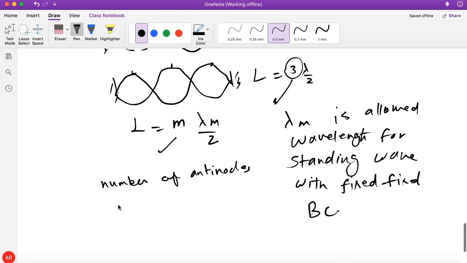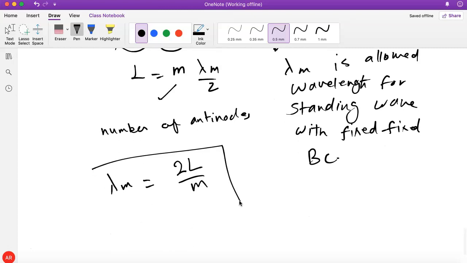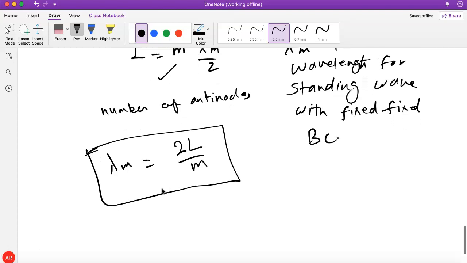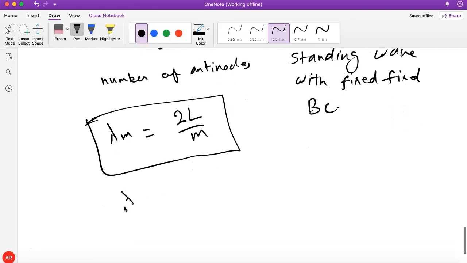All right, so then, given m, we can solve for these allowed lambdas. So lambda m now becomes 2 times L over m. And then we can solve for the allowed frequency. So lambda m times fm is v. The speed of propagation is independent of the mode, of the frequency, etc. So what we find is fm is v over lambda m, which is mv over 2L.